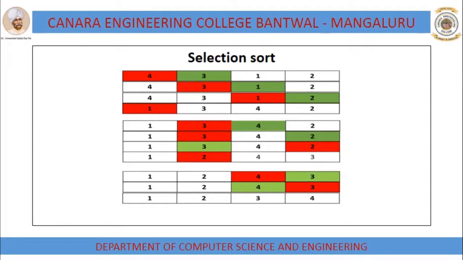Now I'll start scanning from the second element of the array. Since one element is already sorted, I'll start with the second element. Now again 3 and 4 I'll compare.